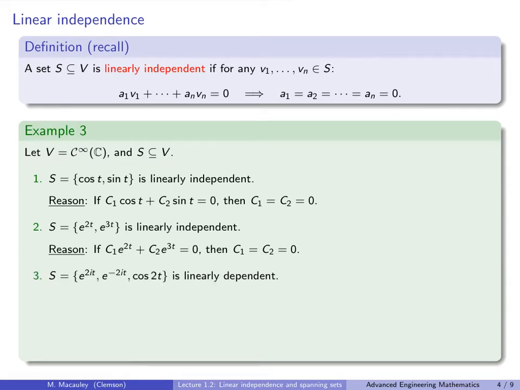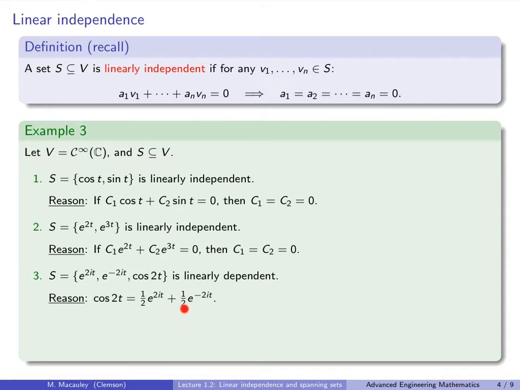Next, this set of 3 functions, e to the 2it, e to the negative 2it, and cosine of 2t, is actually linearly dependent. And the reason is because cosine of 2t can be written as 1/2 e to the 2it plus 1/2 e to the minus 2it. I assume this is something that you've seen in your mathematical studies so far, but it's possible that it hasn't come up. So if it hasn't, this holds not just for 2, but for any value of k.